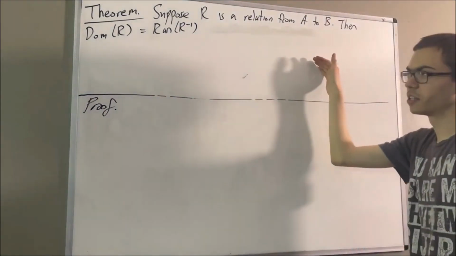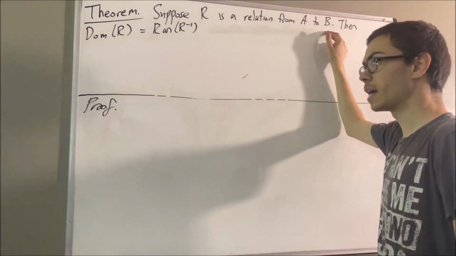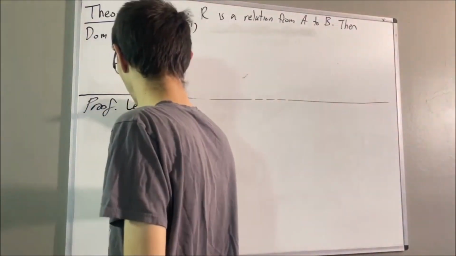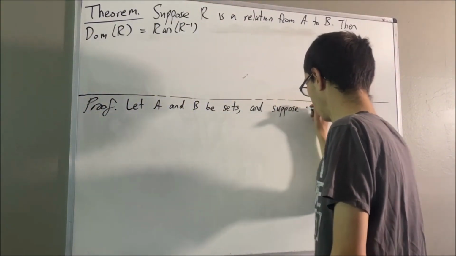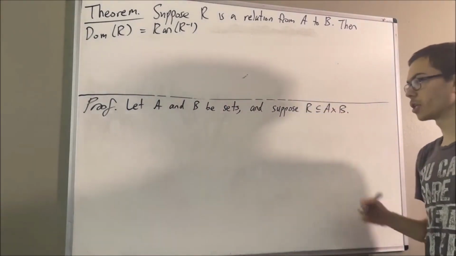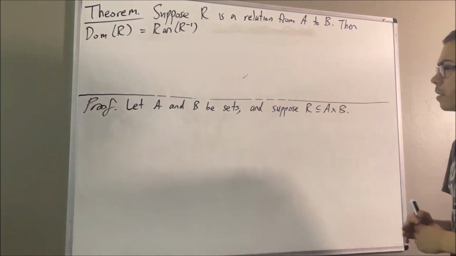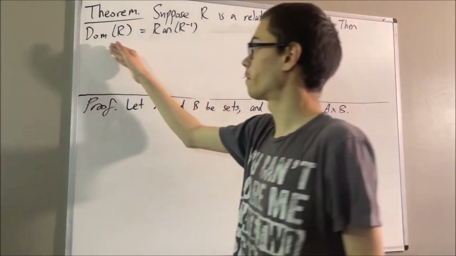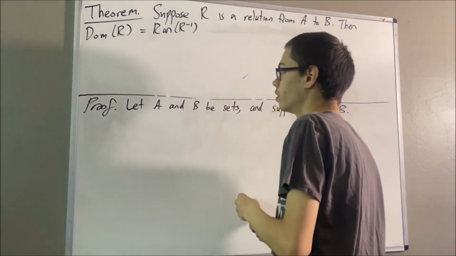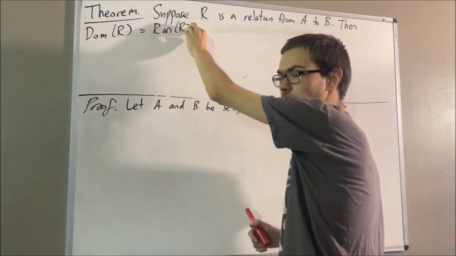just this. So to begin our proof, let's give ourselves two sets A and B, and let's suppose that R is a relation from A to B. Right, and to say that R is a relation from A to B is another way of saying that R is a subset of A times B. Okay, now our goal is to prove that the domain of R is equal to the range of R inverse. Now, if you recall, since R is a relation from A to B, it follows that R inverse is a relation from B to A.